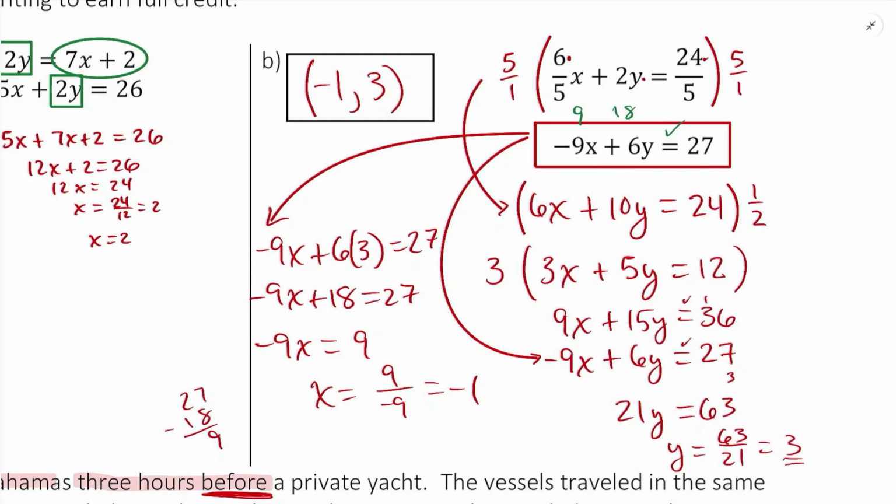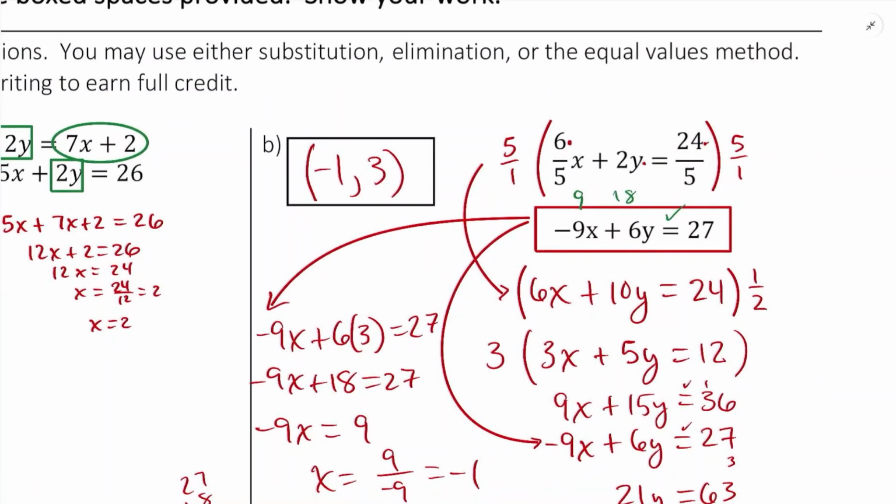The top equation is a little problematic because it's got fractions. I think I'm just going to deal with this as fractions. So without a calculator, 6/5 times negative 1 is going to be negative 6/5, and then plus 2 times 3, right? 2 times 3 is going to be 6. But I want to write that as fifths.